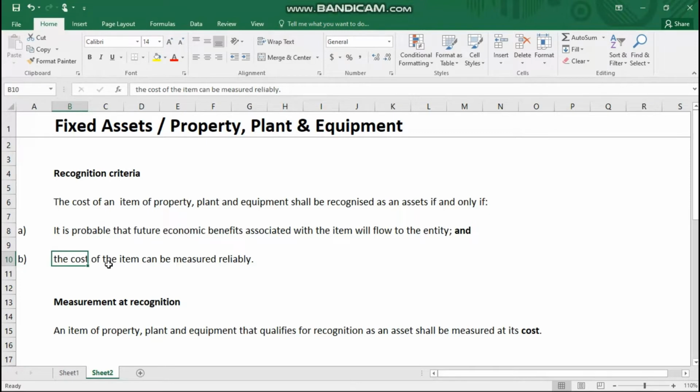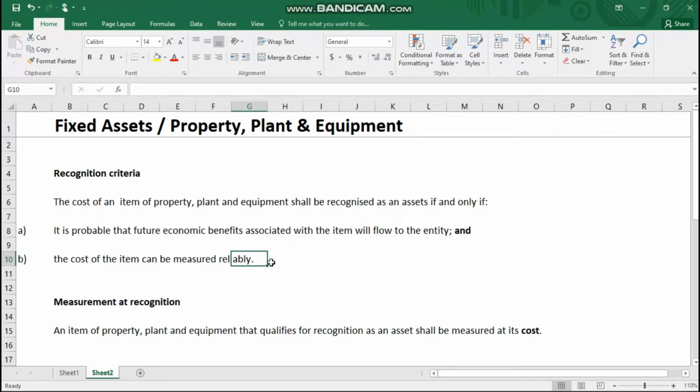Okay, so यहाँ रिकग्निशन क्राइटेरिया मैं बता रहा था आपको, और उसकी इंटरनेशनल अकाउंटिंग स्टैंडर्ड में दो कंडीशंस डिफाइन की गई हैं. The cost of an item of property, plant, and equipment shall be recognized as an asset if and only if it is probable that future economic benefits associated with the item will flow to the entity and the cost of the item can be measured reliably. ठीक है, ये दो कंडीशंस हैं रिकग्निशन क्राइटेरिया में.